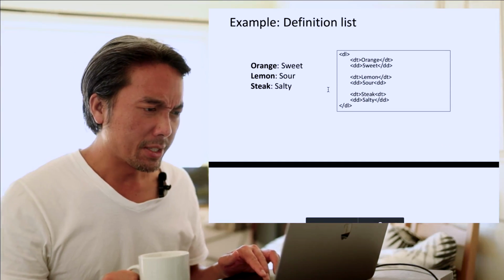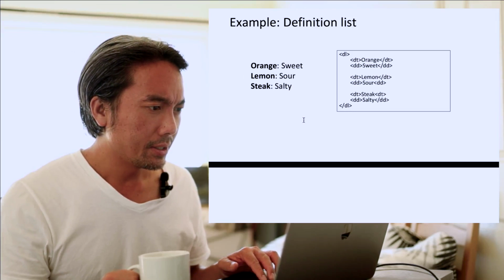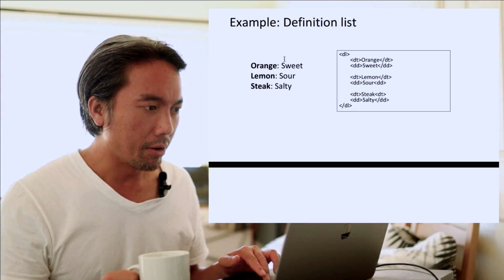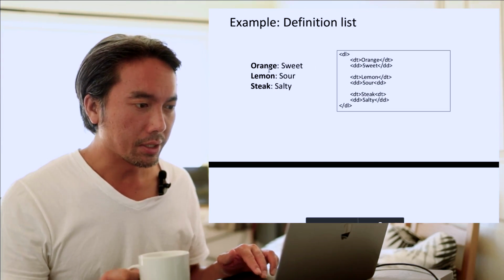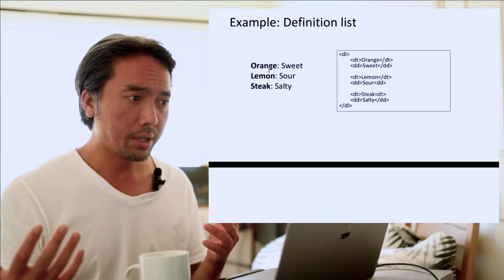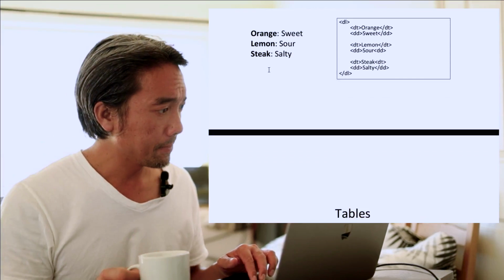Okay, so just some example code here. All right, pretty straightforward. Orange is sweet, of course. Lemon is sour. Steak is salty. So it's a key value pair. And definition lists are perfect for that.